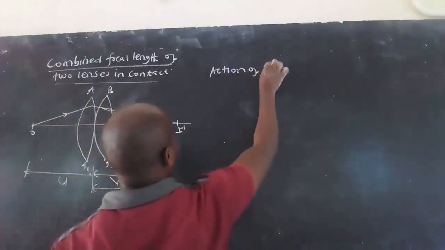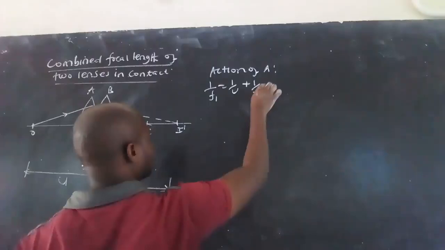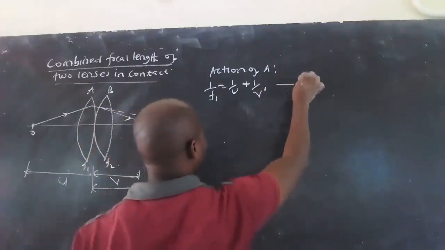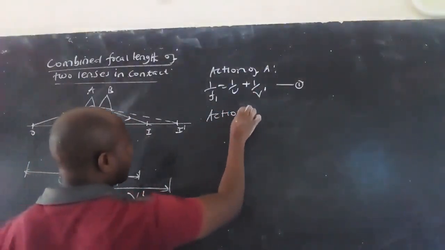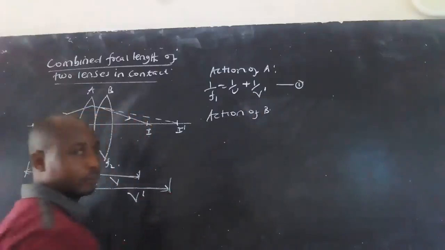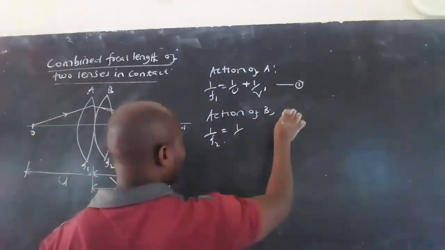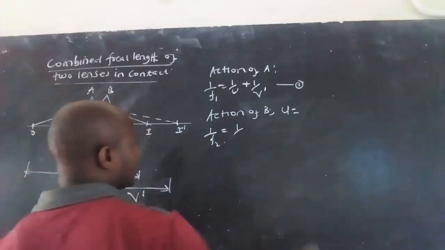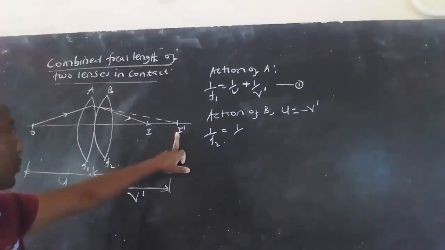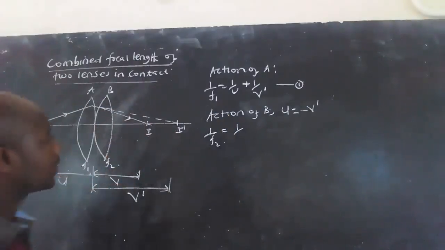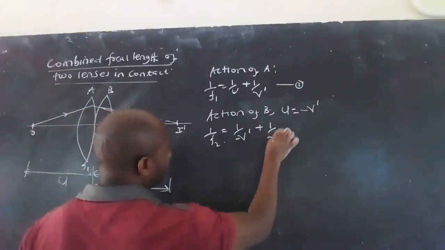So action of A: 1 over F1 equals 1 over U plus 1 over V prime, equation 1. Then from there we go to action of B. We shall say 1 over F2 equals 1 over U. Now in action of B, our U becomes negative V prime, because this one acts as the object of this lens. So 1 over F2 equals negative 1 over V prime plus 1 over V.